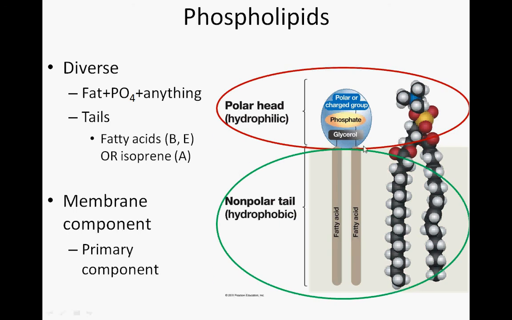Just like steroids, phospholipids have a polar head portion and a nonpolar tail portion. This makes them extremely good at spontaneously forming membranes. And in fact, cell membranes, even though we pointed out in the previous slides that they're helped to be held together by steroid molecules, have phospholipids as their primary component.